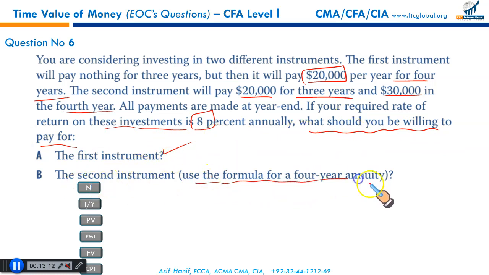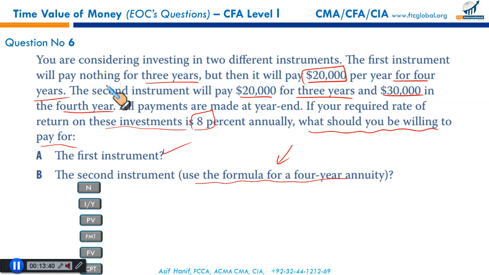Use a formula for a 4 year annuity, or you can do it any way you want to. You're not forced to use exactly what it says. You can use your convenient way to calculate. Now we need to calculate the future value. Right. In the first case, there are no payments in the first 3 years. The first instrument will pay nothing for 3 years, but then it will pay $20,000 for 4 years onwards.